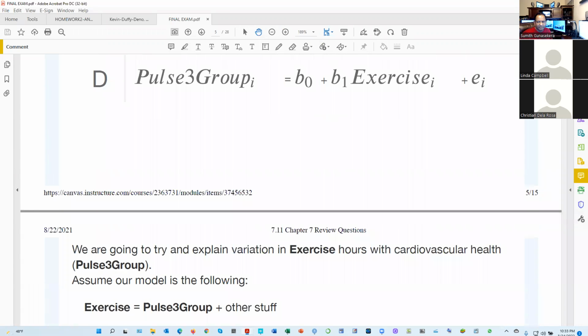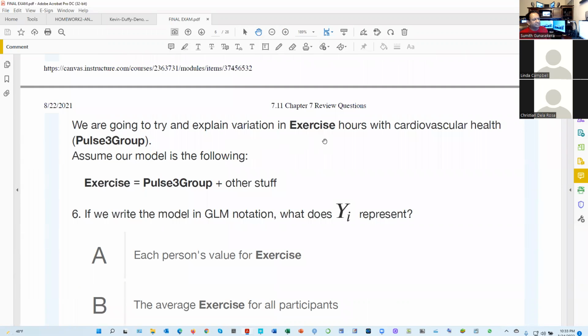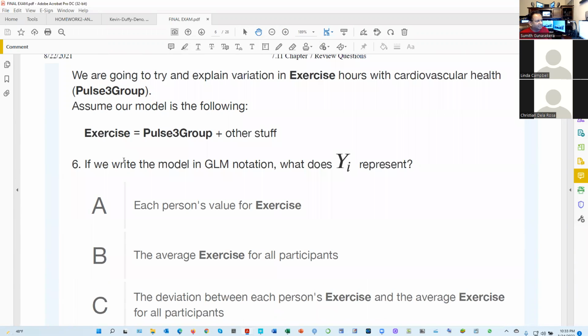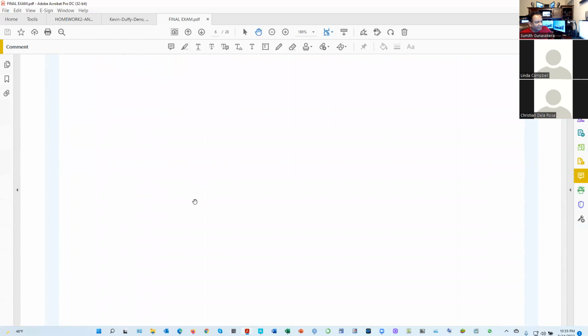Let's go to 6. We are going to try to explain the variation in exercise hours with the cardiovascular health pulse 3. Assume the model is like this: exercise equals pulse 3 plus other stuff. If we write the model in GLM notation, what does Y represent? Each person's value for exercise.